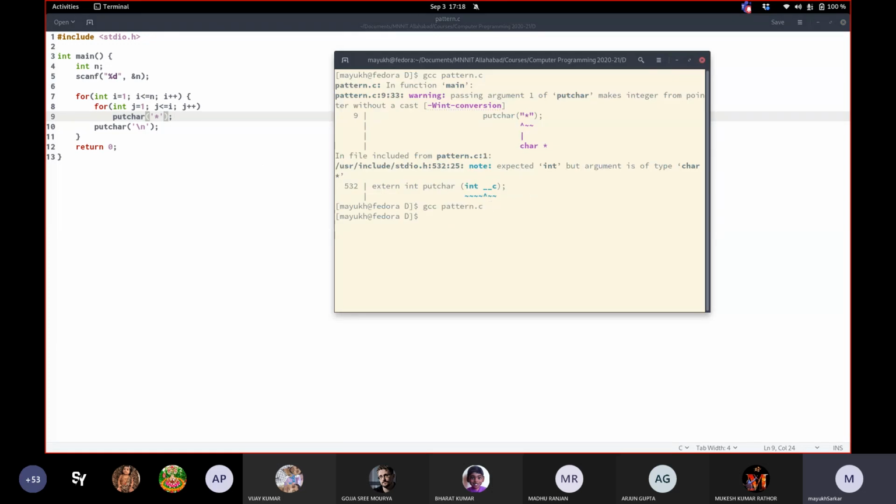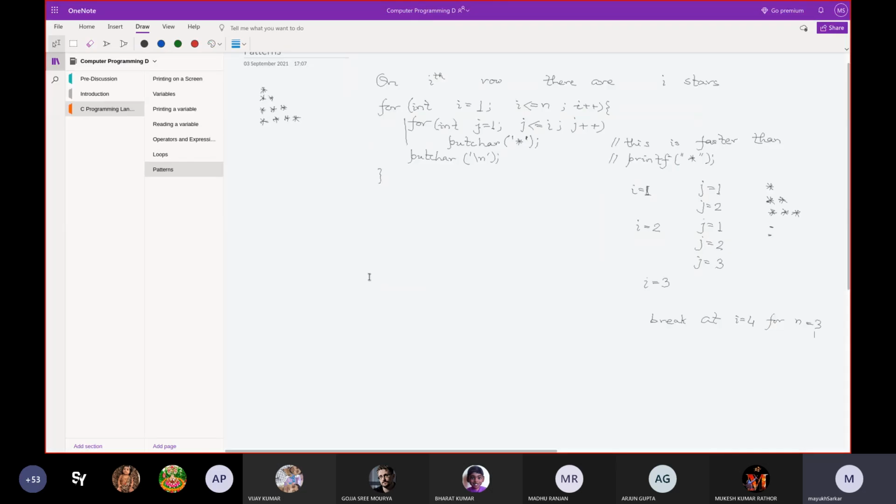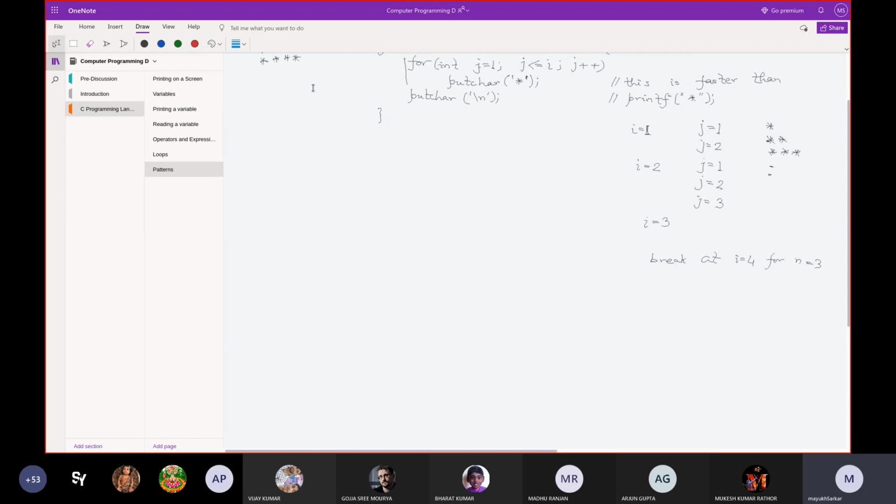So let me give 4, and this is the pattern that got generated. So following our logic, is it clear to all of you? Yes. Okay.